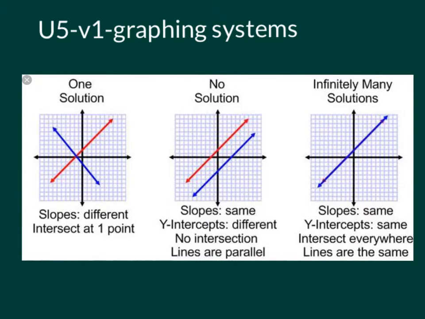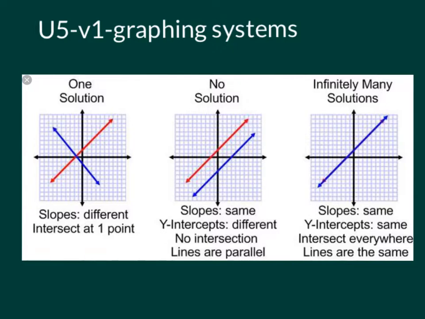Welcome to Unit 5. Our first video is on graphing systems. You will see here that there are three different possibilities that we can have when we graph systems of equations. Our first one is just simply when we have two lines that intersect at a point. That would be our solution for that system. So that's a one solution type.